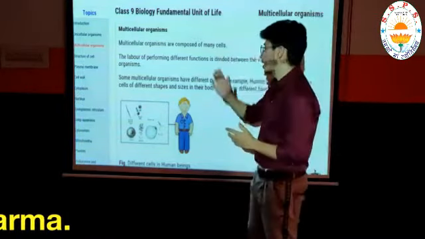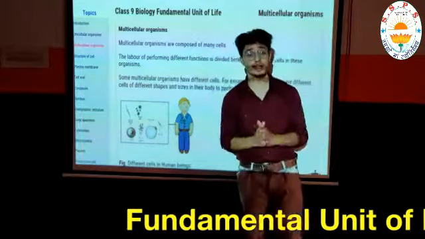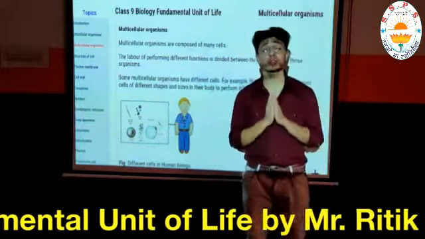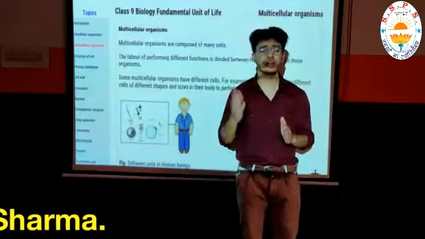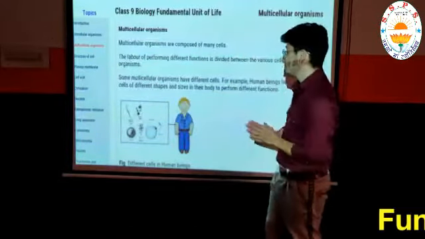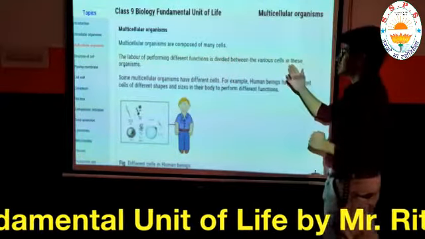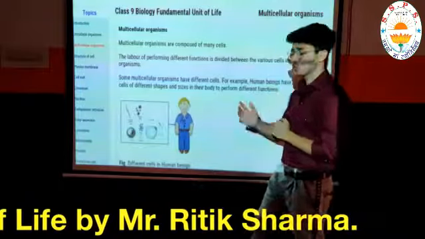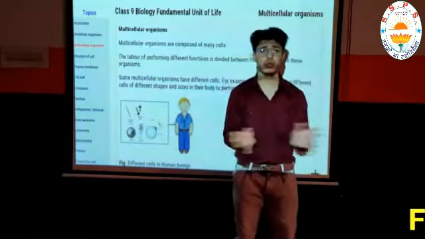Multicellular organisms. Multicellular organisms are composed of many cells. So what are multicellular organisms? They are those organisms which are composed of many cells. They have many cells in their body, millions, billions, trillions or even more. The labor of performing functions is divided between the various cells in these organisms.